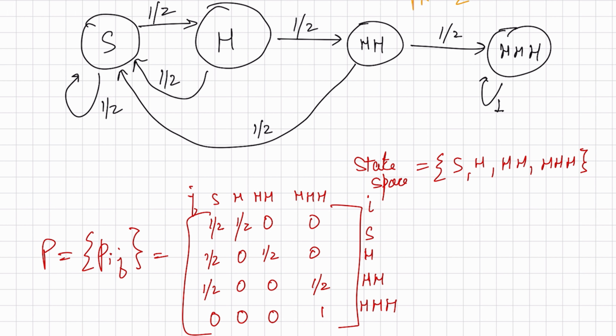This is the transition matrix representation. Quick check, all the rows should add up to 1. In fact, they do add up to 1. And HHH is the absorption state. Okay, so this is cool.